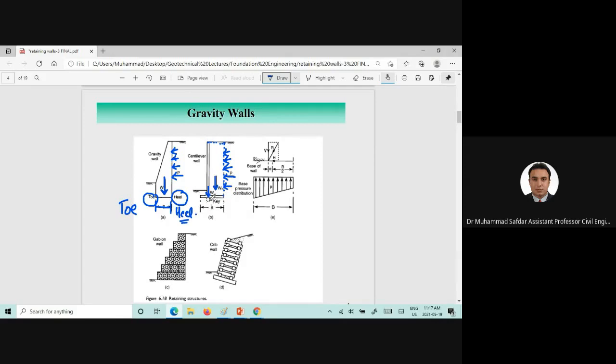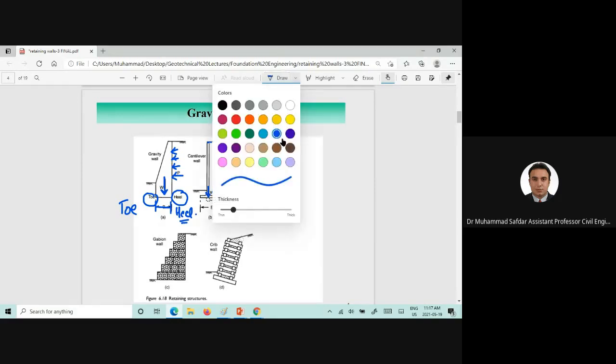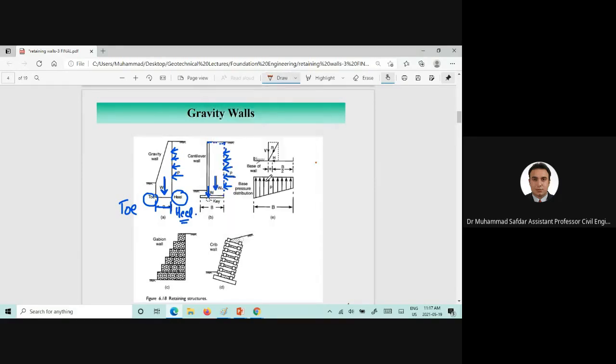Now, in order to enhance the sliding resistance, sometimes we also provide a shear key just to increase the sliding resistance beneath the base of the retaining wall.